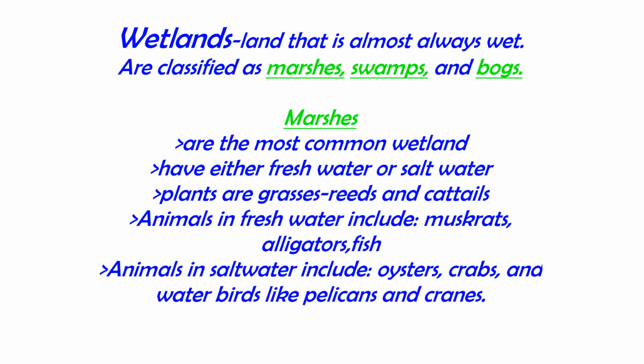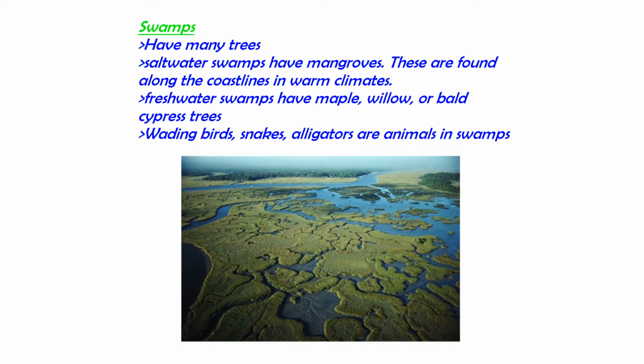You'll see here that marshes are the most common wetland. They have either freshwater or saltwater. They have grasses like reeds and cattails, and you'll see things like oysters and crabs and alligators and fish. Marshes usually do not have any trees, but swamps definitely do.